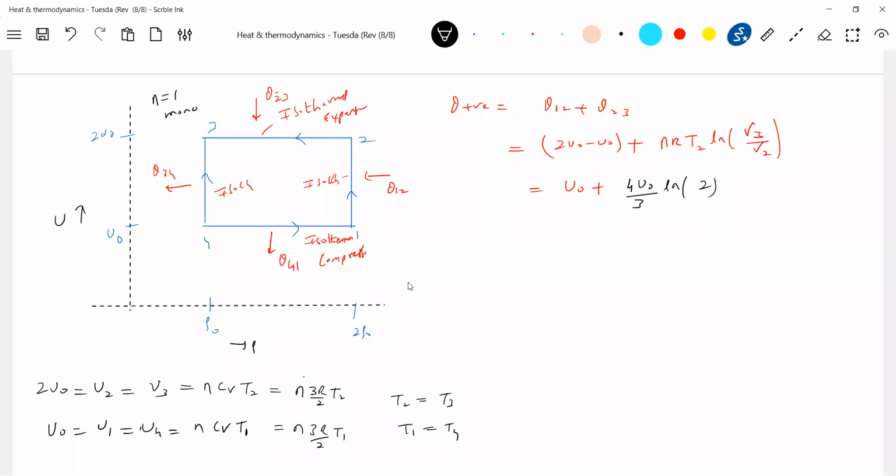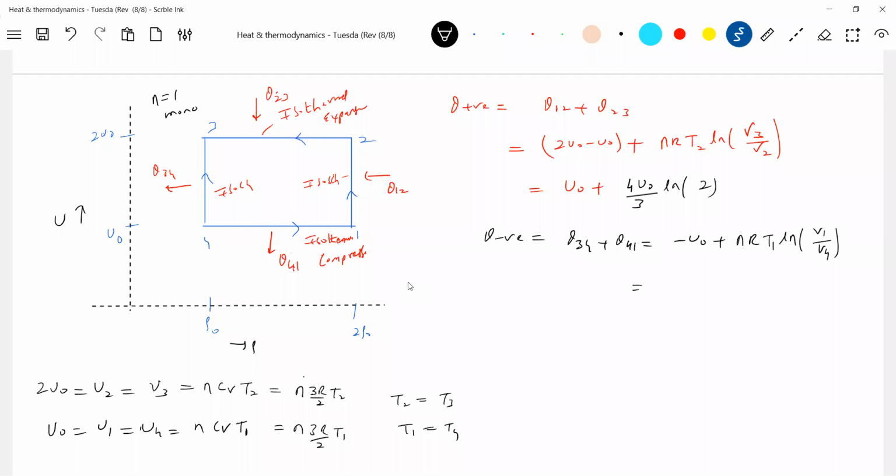I think we got Q positive. Q negative, what is Q negative? Like Q34. Q34, heat rejected. So it's like an isochoric process. So it should be equal to how much? Minus U0. Q41 should be nR T1 log of V1 by V4.